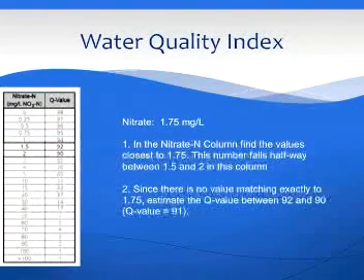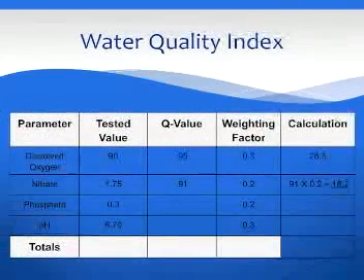Nitrate, which was measured to be 1.75, isn't found on this table, but 1.5 and 2 is. So we can go halfway in between that and do what's known as interpolation. So halfway between 92 and 90 is 91. So we're going to have to mark down 91 in the Q value column for nitrate. Multiply that by our weighting factor, we get 18.2 as our calculation.